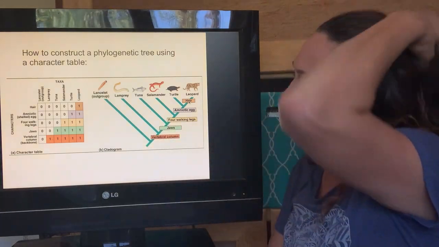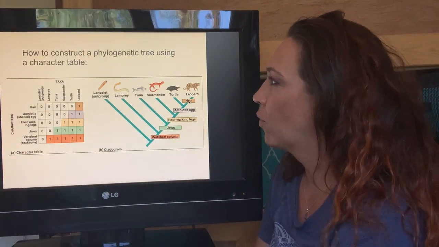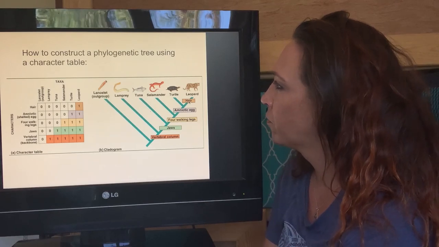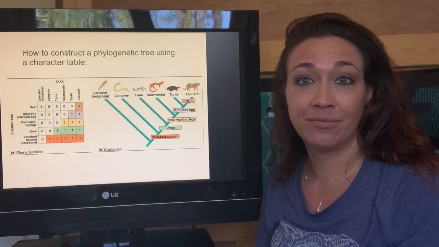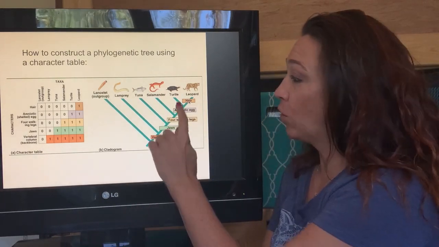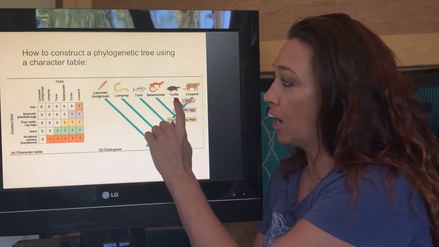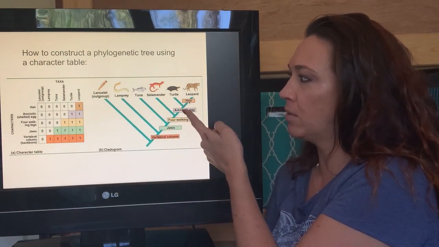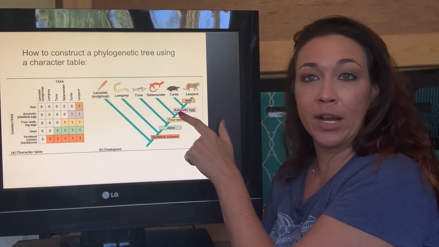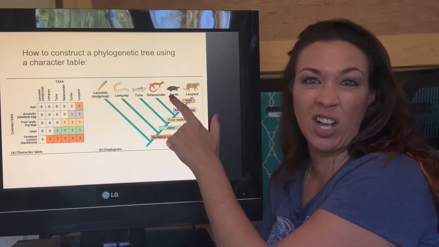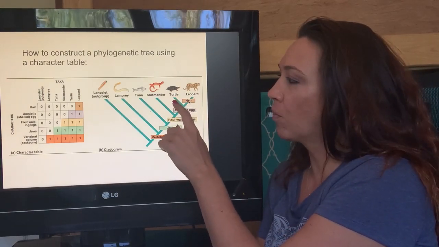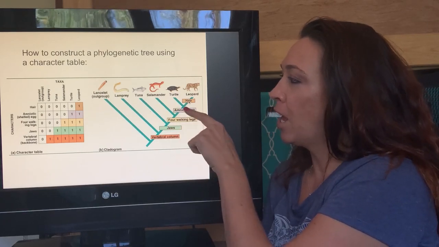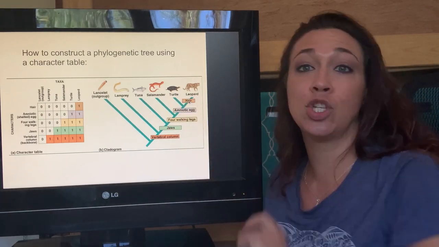So what can I do for this one? The turtle has a shell. Nobody else here has a shell. If I drew this little line where the amniotic egg was, that would mean the leopard and the turtle both have a shell. That's not true. But I could draw it right here, and that would mean that the leopard has hair, but the turtle has a shell.